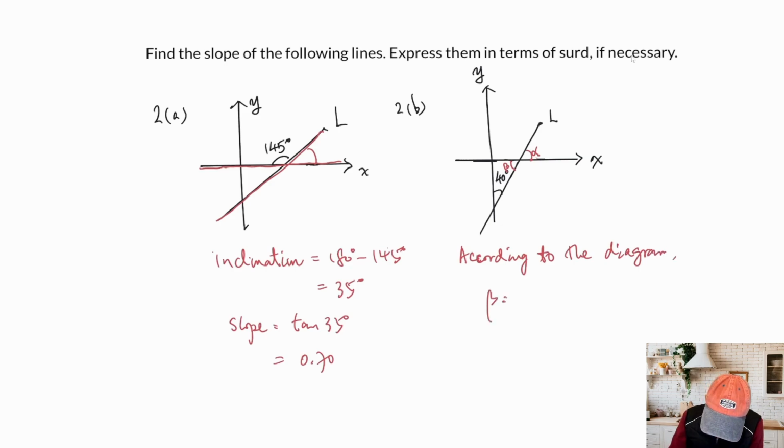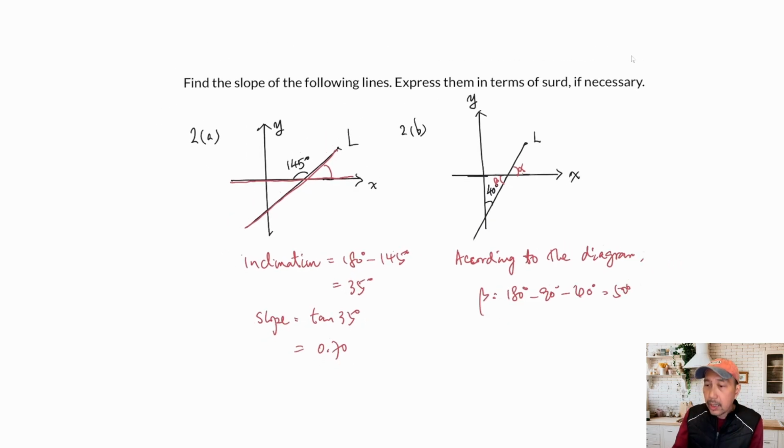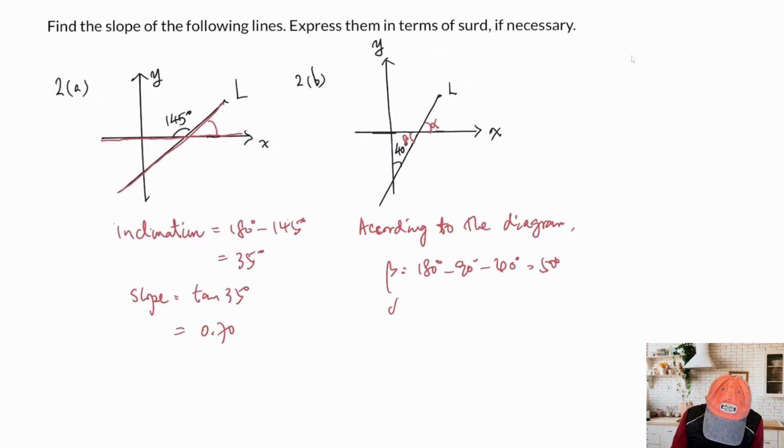Beta is equal to 180 minus 90 minus 40. That's 50. So alpha is also equal to 50. The reason is vertical opposite angles. So slope is equal to tangent 50 degrees. The slope is 1.19.